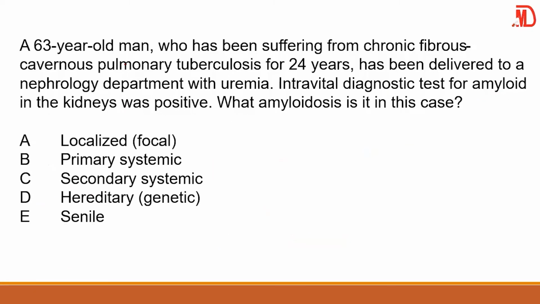A 63-year-old man who has been suffering from chronic fibrous cavernous pulmonary tuberculosis. Meaning there were cavities inside the lungs, isn't it? Of course. However, that's not the problem we are here for. The problem is that this person has now been delivered to a nephrology department. That means people who deal with the nephron or the kidney, with uremia, intravital diagnostic test of amyloid.